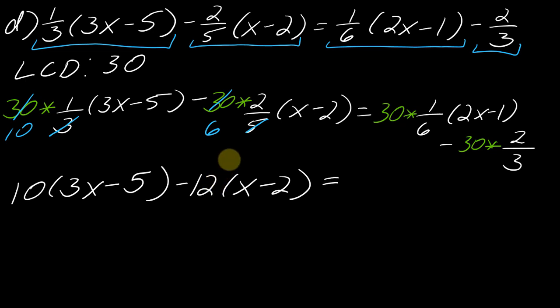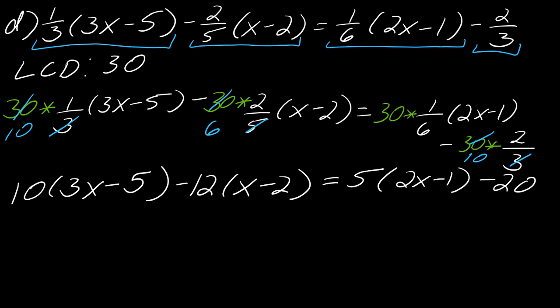What about 30 times 1/6? So 30, that's really 30 divided by 6. So this is going to be 5. Let's see. It's 2x minus 1. And then finally, 30 times 2/3. So what is 2/3 of 30? Or I'll show it to you one more time. 3 goes into 30 10 times, and 10 times 2 is 20. Okay. So here is what I'm left with.